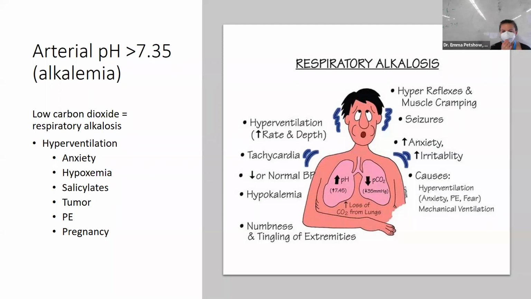So we have true hyperventilation, meaning we have increased rate and depth of breaths. We're trying to decrease our carbon dioxide in our respiratory system. We have tachycardia, decreased or normal blood pressure, hypokalemia, so opposite of acidosis, hyperreflexia, muscle cramping, seizures, and more irritability.